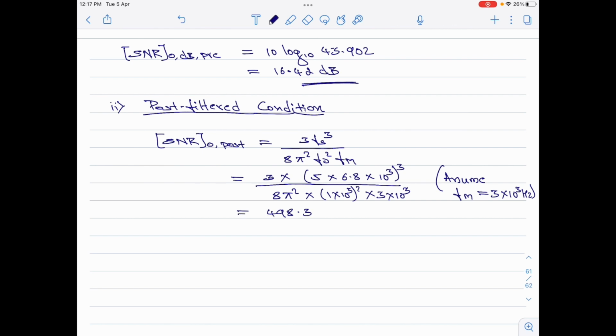498.3. Once again, expressing in terms of dB, we get SNR output in terms of dB for the post-filtered condition is equal to 10 log 10 of 498.3. This reduces to 26.97 dB. This is the answer for the post-filtered condition.